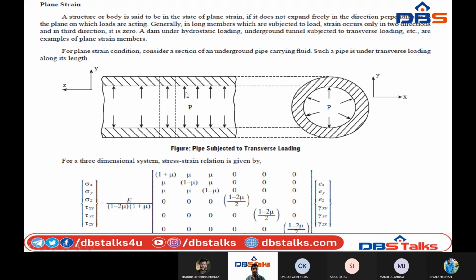But in plane strain condition, we are taking into consideration a long uniform body. It has two loads: one in the forward direction and one in the reversed or backward direction, and it is subjected to transverse loading. The consideration is that it is carrying fluid. After that, writing directly the stress strain relation for a three-dimensional body. This is the plane strain condition.